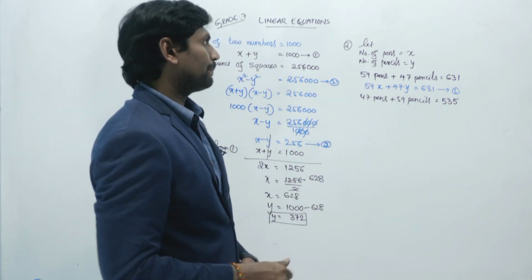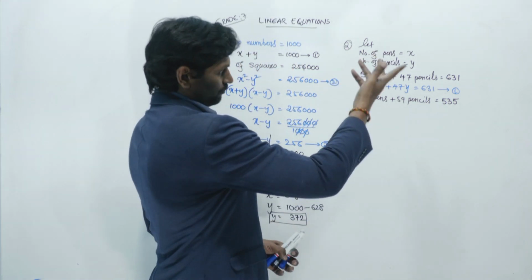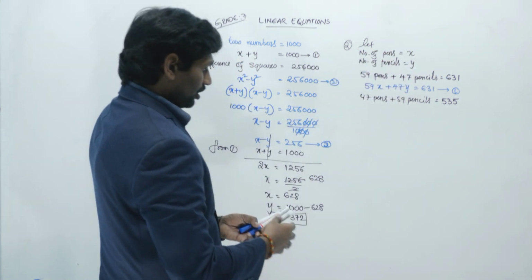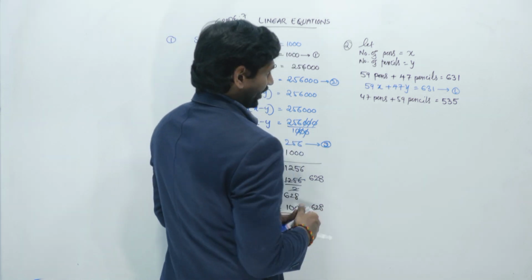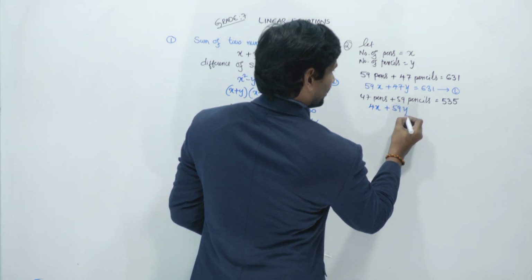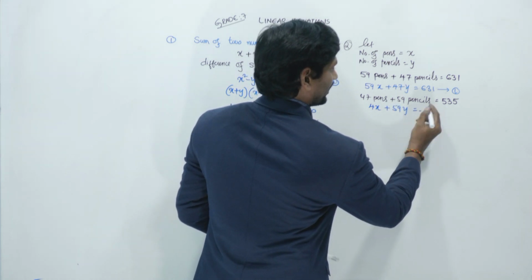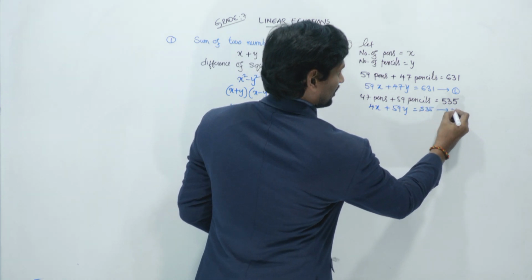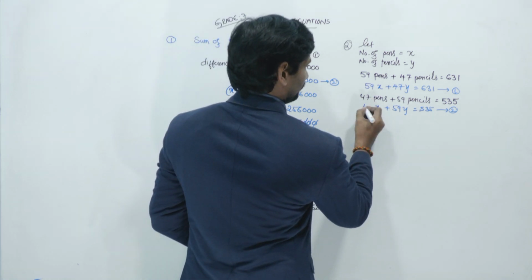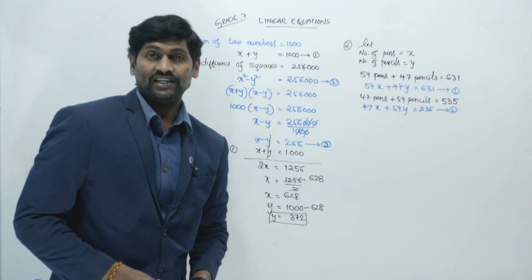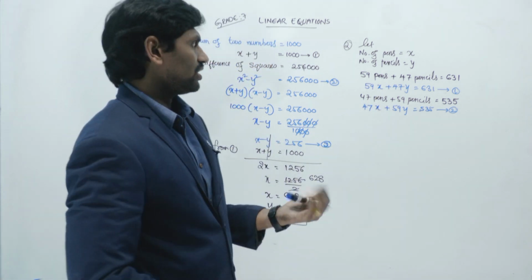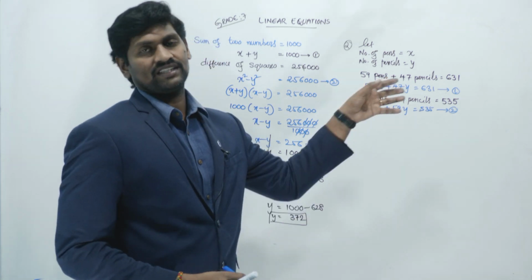Let the number of pens be x, or one pen equals x, and one pencil equals y, we can take. Right? Now 47 pens means 47 into x, and 59 pencils means 59 into y equals 535. Equation number 2. 47x. Okay, right. So from equations 1 and 2, by using the elimination method or whatever, we have to find the x and y values.